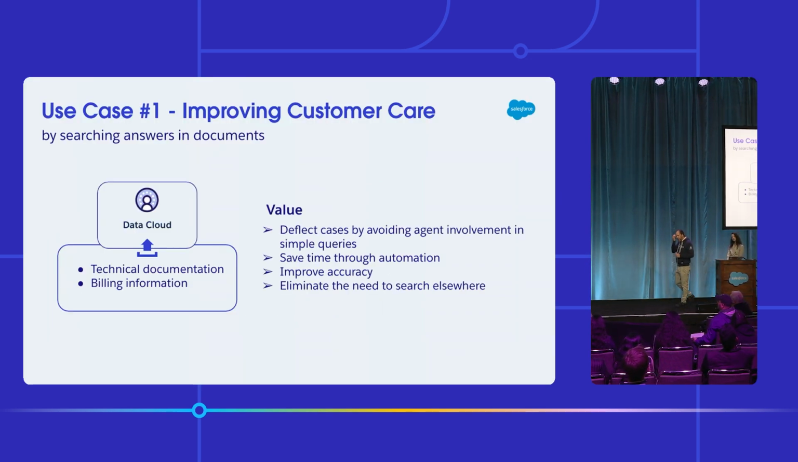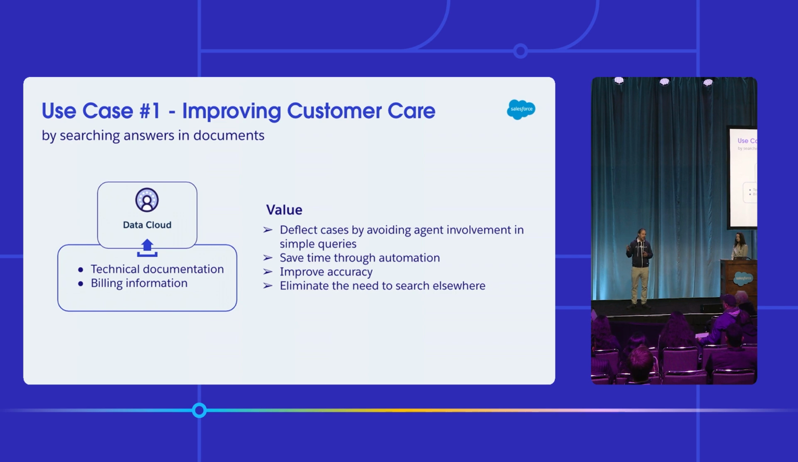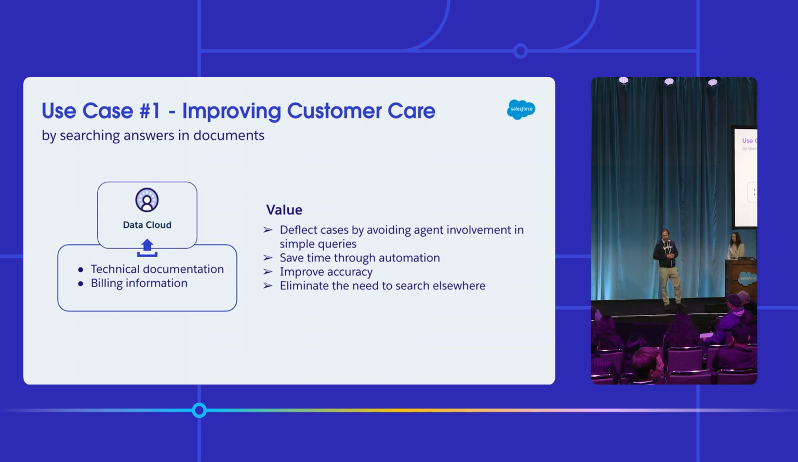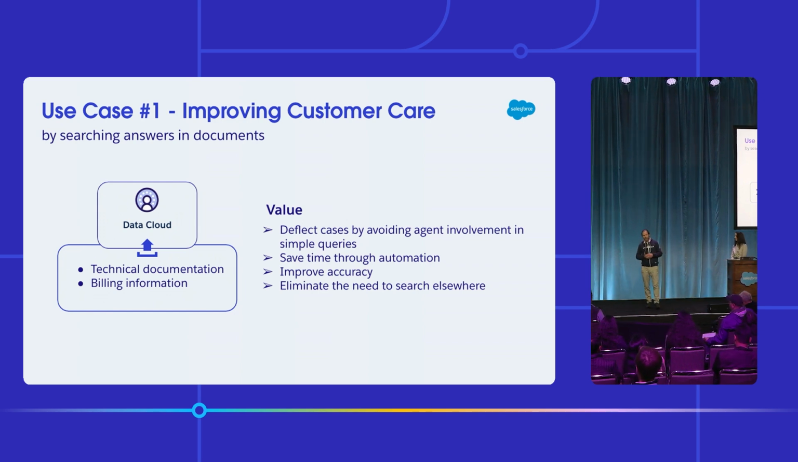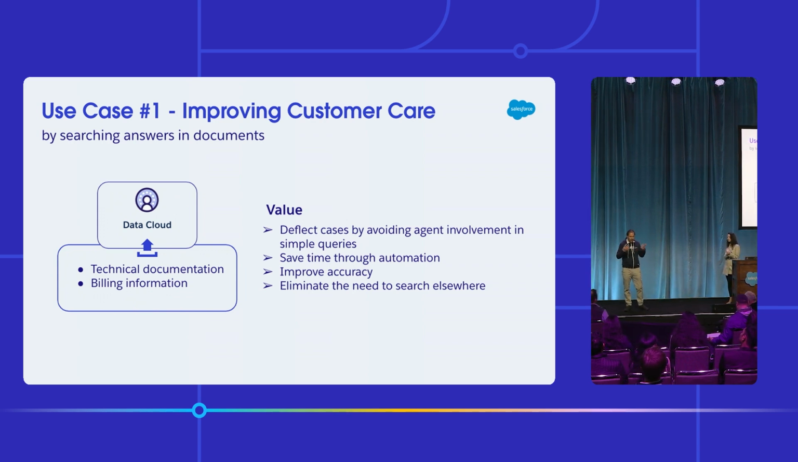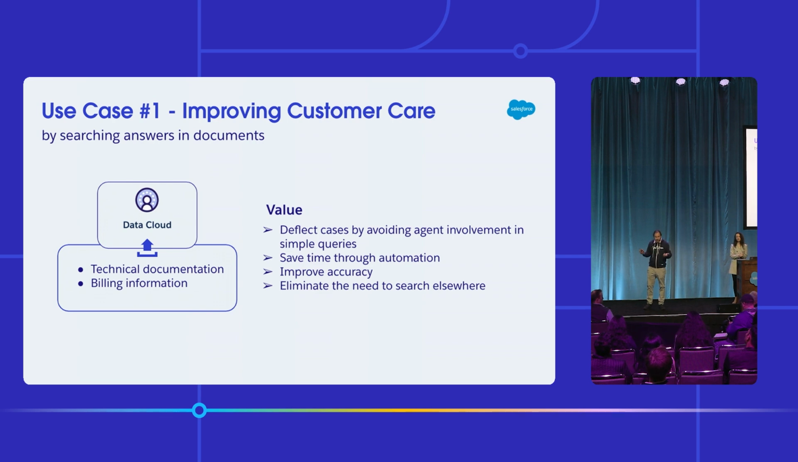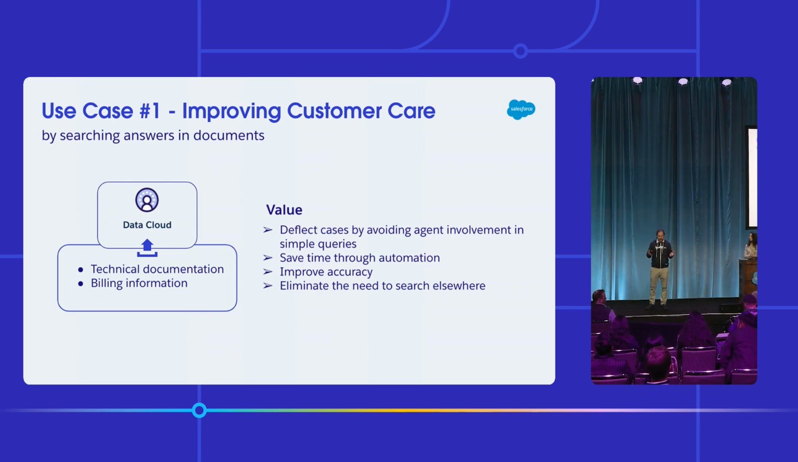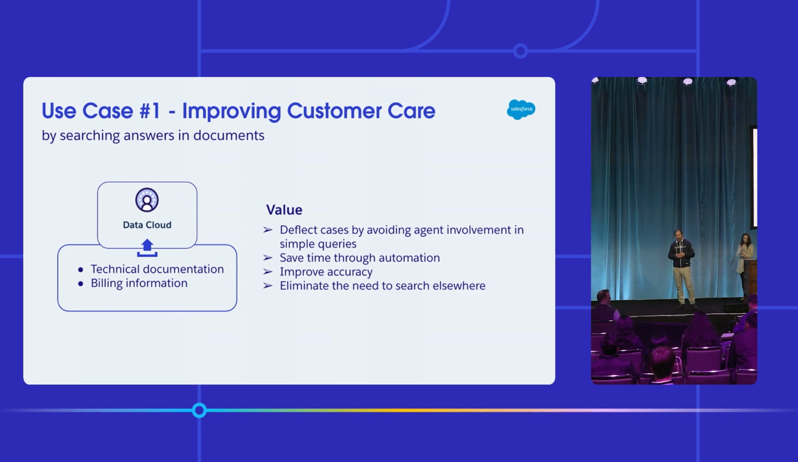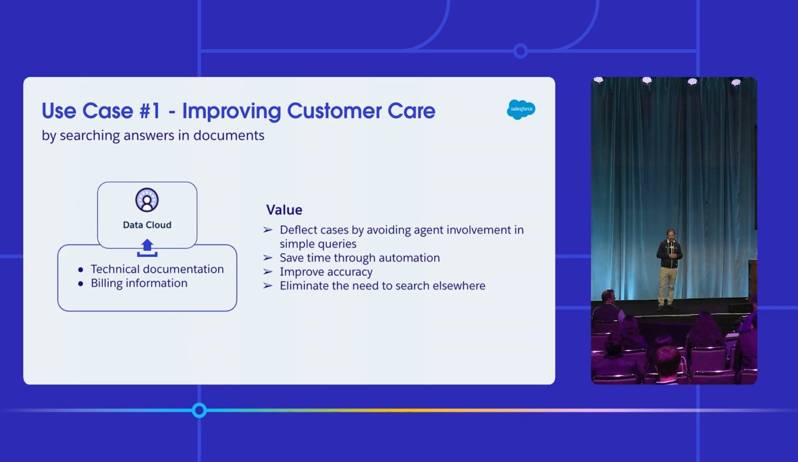First one, improving customer care. In this use case, we are loading technical and billing information into the system, product information, things like this. The value out of it is that we can deflect cases by avoiding agent involvement, especially if a customer is asking questions on data that is just in an invoice or in a technical specification sheet. We save time through automation. We improve the accuracy of the answers, because a lot of data is in these documents, so we don't need to have someone reading it and putting in information bit by bit. And of course, we eliminate the need to search elsewhere.